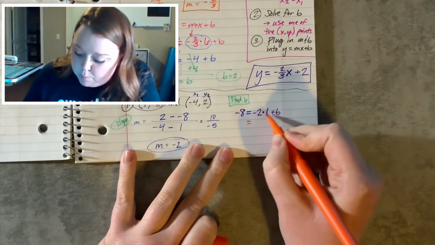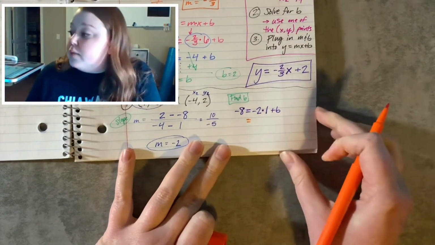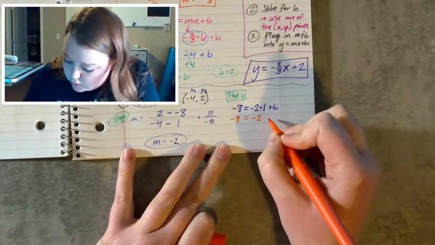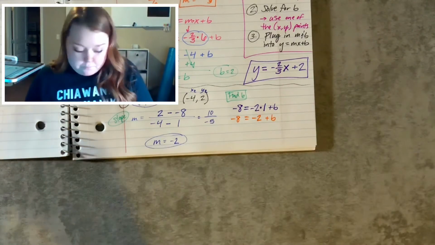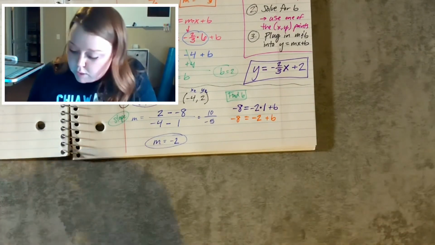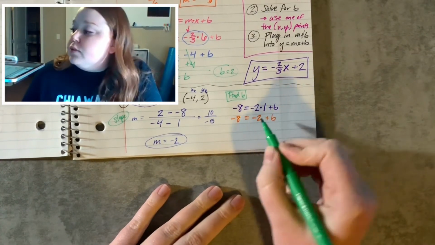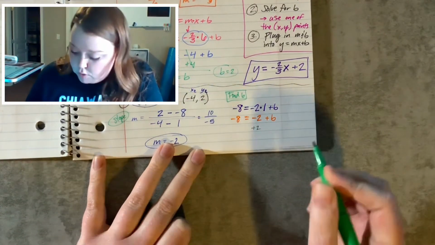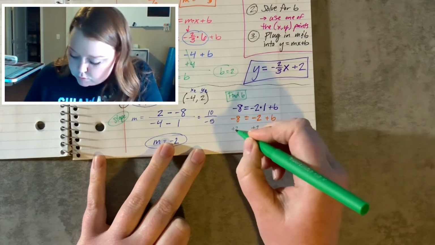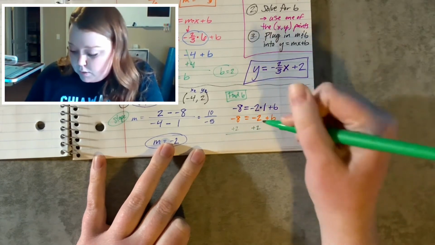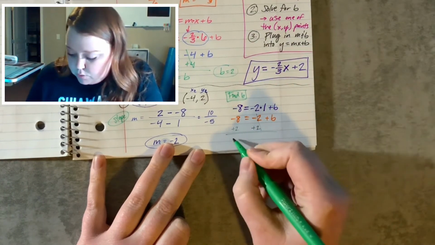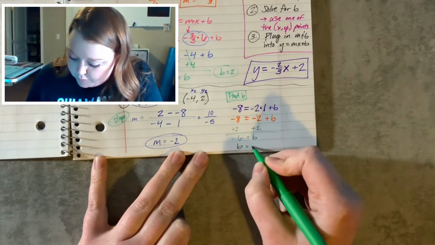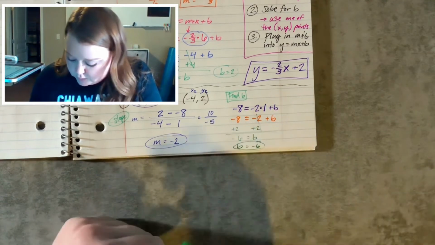Okay, so let's do that multiplication right there. -2 times 1 is -2. Drop everything down. I want to get b by itself, so I cancel out this -2. Since it's negative, I'm going to add 2. Whatever I do on one side, I have to do to the other. -8 plus 2 is -6. So you just found that your b value is -6.